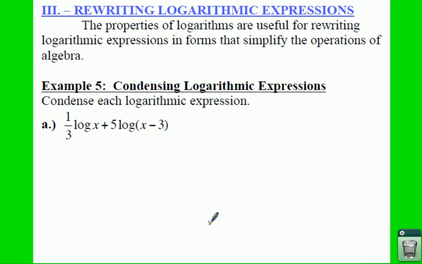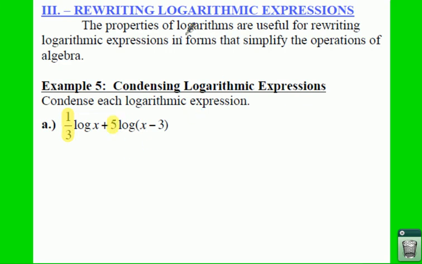Alright, now what we're going to do is condense some logarithmic expressions. We're going to make this a little more enjoyable, and take these two logs and turn them into one log. I noticed a couple of issues here. We have a 1/3 out in front of this log. We have a 5 out in front of this log.